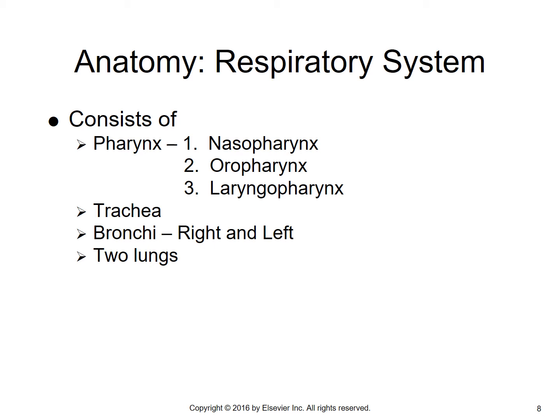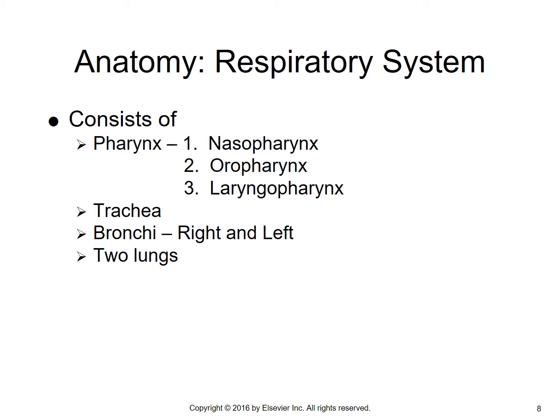There's three parts to what we call the pharynx. As we continue to breathe in, the air goes from the nasopharynx into the oropharynx and then into the laryngopharynx, or laryngeal pharynx. So three parts to the pharynx: nasopharynx, oropharynx, and laryngopharynx.